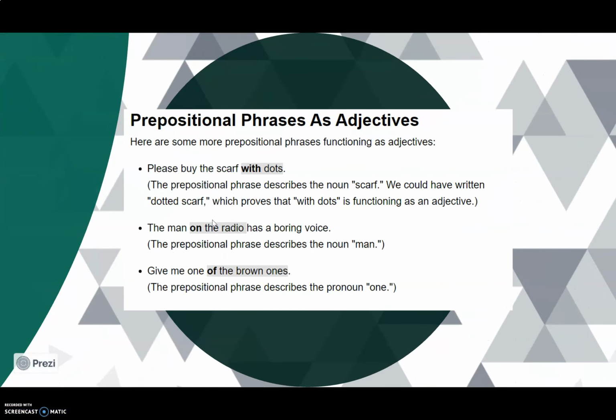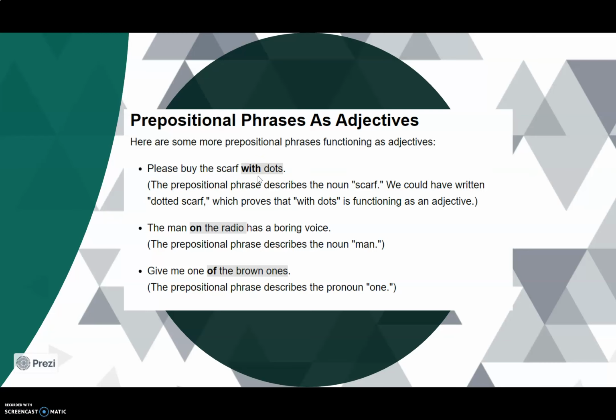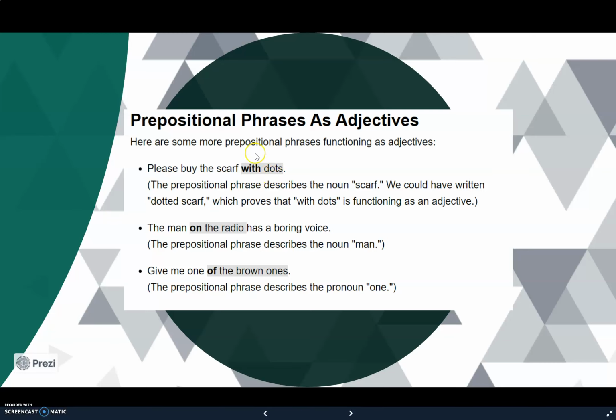And this phrase describes the noun in the sentence. For more details, students, we have also other examples. Please buy the scarf with dots. Here someone advises you to buy the scarf with dots. The prepositional phrase with dots describes the scarf.